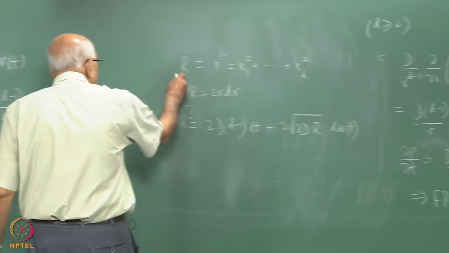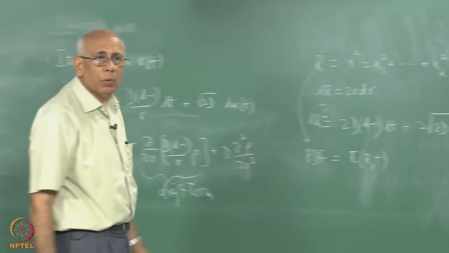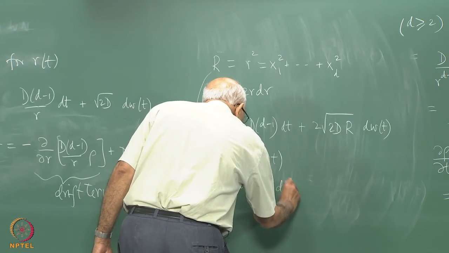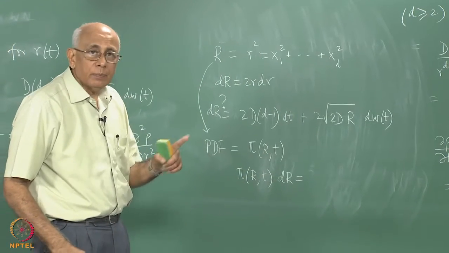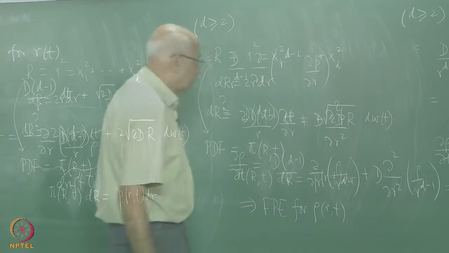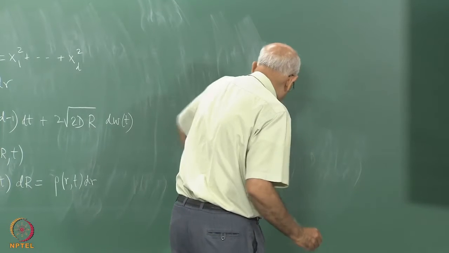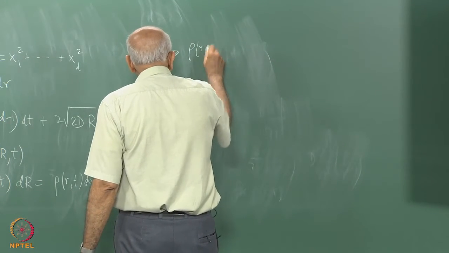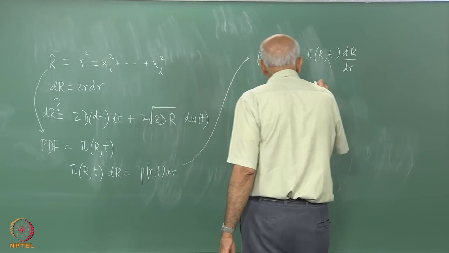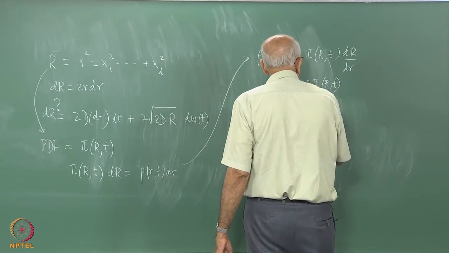Then if I call the density function of this variable, let's say its PDF, some pi of R comma t, for want of a better notation, then I know that pi of R, t dR equals rho of r, t dr, and that's a monotonically increasing function of little r, so I don't have to worry about the sign of the Jacobian. That will immediately tell me that rho of little r and t equals pi of R and t times dR over dr, and this dR over dr is of course 2r. That's certainly true. So this is equal to twice the square root of R.